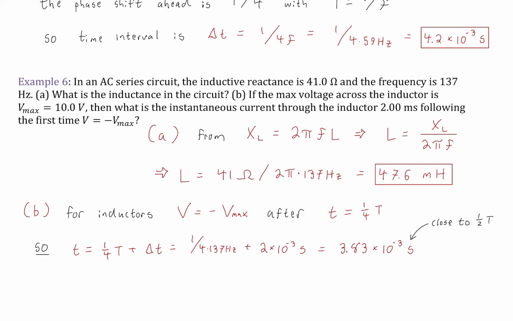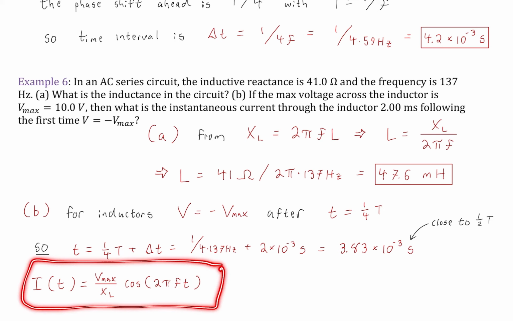Okay, and this is very close to half a period. So that's interesting because that's taking us very close to the point where it's going to be zero, right? So then we're going to find the current at that moment. So we go back to our expression for current. Current is expressed as cosine because it's a different phase, right? We have negative sine for the voltage across the inductor, but we've got cosine for the current, like so.